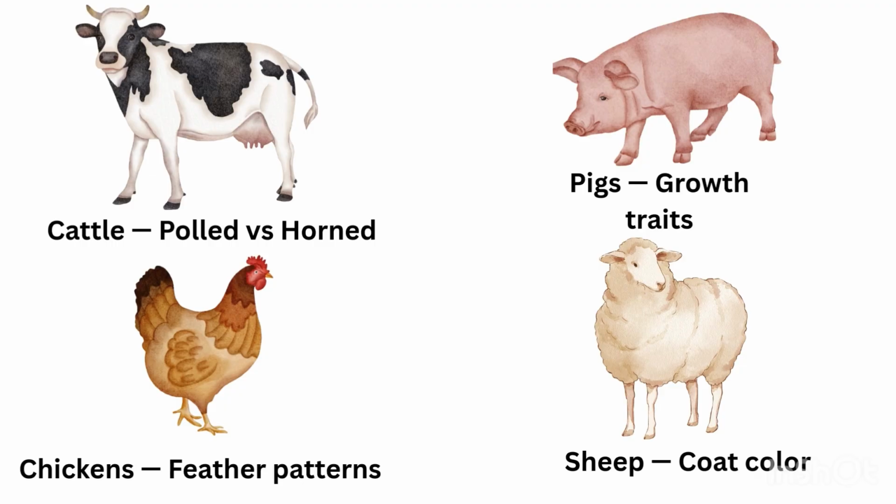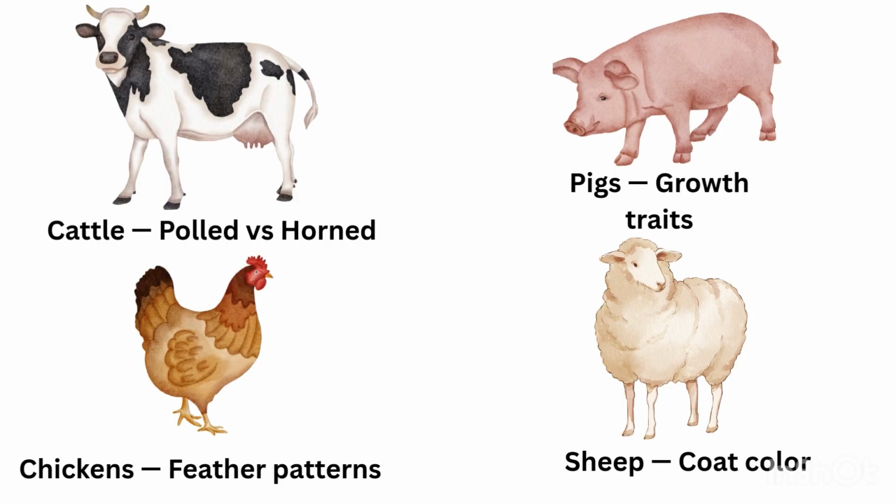In chickens, genetics controls feather patterns, feather color, and even the size and color of the eggs they produce. Some chickens have barred feathers while others are solid in color. These genetic traits are important when raising specific breeds for egg production, meat production, or showing. Sheep also show genetic variation, especially when it comes to wool. Genetics can affect wool color, texture, thickness, and length. Some sheep produce finer wool while others produce coarser wool, and these differences are important in the wool industry.